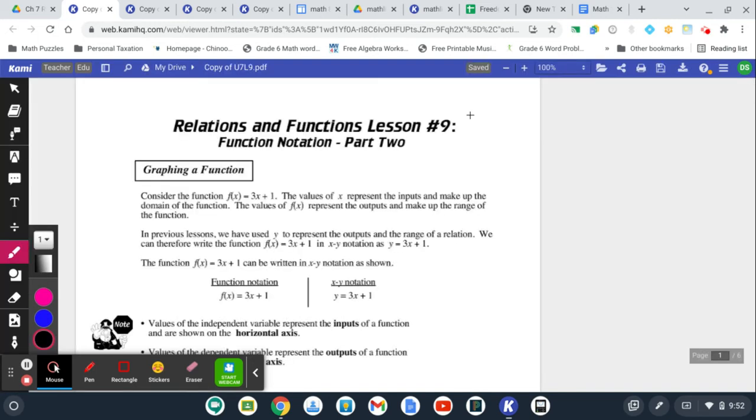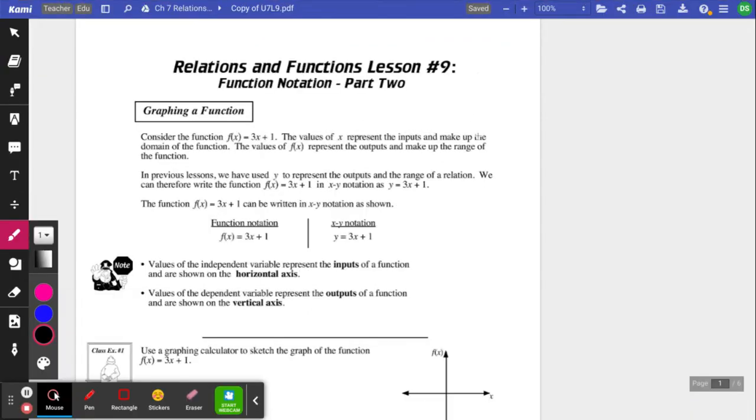The symbol f of x, I told you just moments ago, replaced something you've already done. What did we used to put? We didn't say f of x equals 3x plus 1. What did we say? Y equals. Exactly. That's all. There's really only x and y involved here.